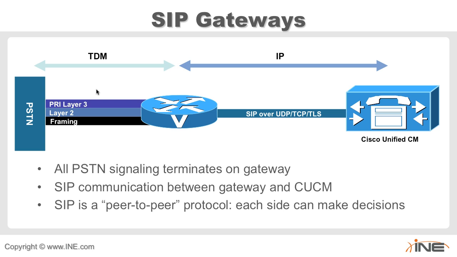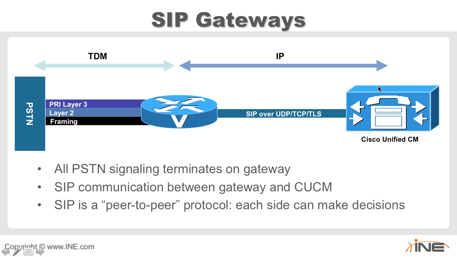H323, since it's built using Q931, has a direct mapping for that and carries that information on into CUCM. But SIP doesn't, because it wasn't built with that kind. They didn't really try to carry or use Q931 in any way at all. So there is nothing that carries that type over to CUCM.